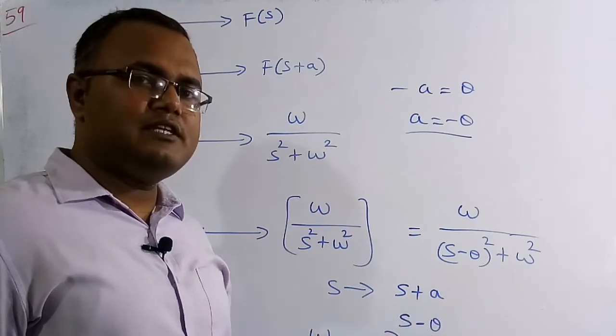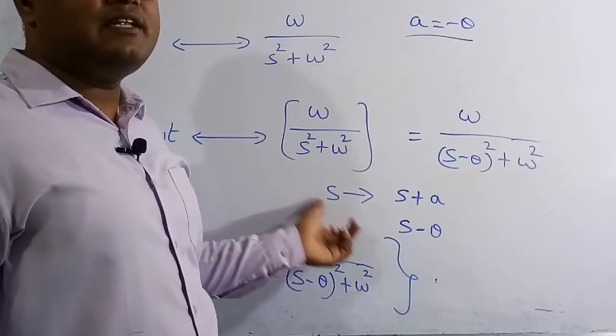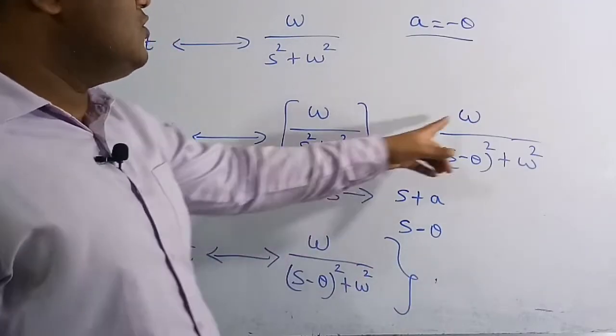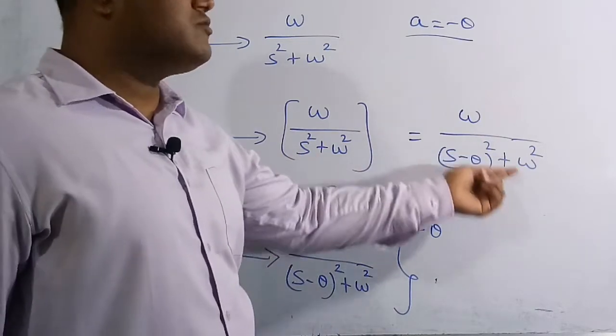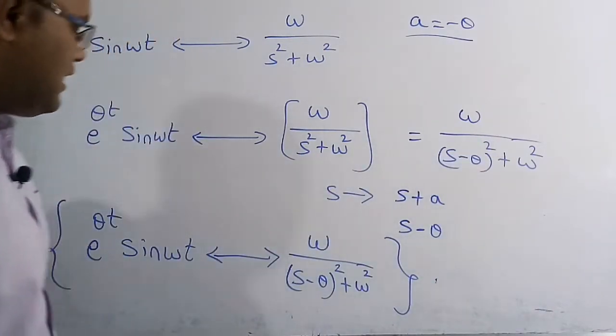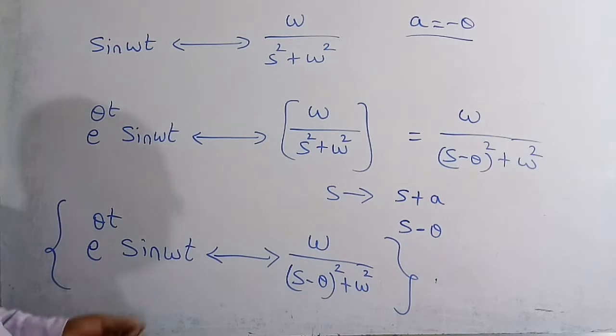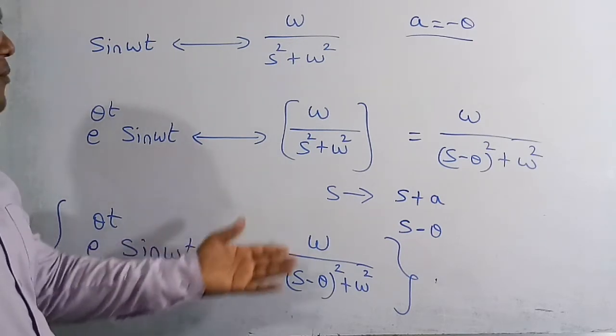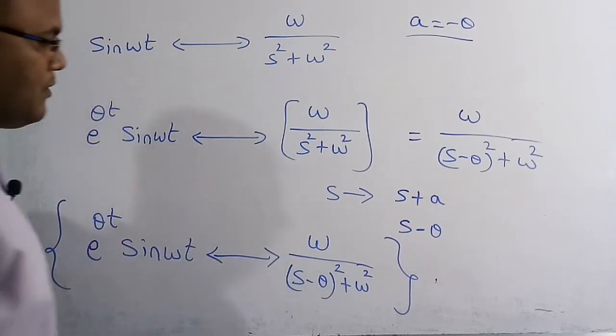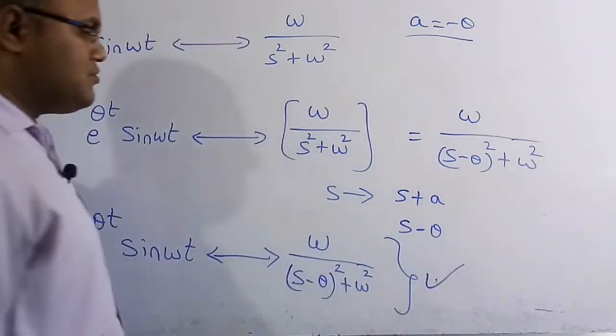So s plus a means s minus theta. So wherever s is there, just replace it by s minus theta. So omega by s minus theta whole square plus omega square. Therefore the Laplace transform of e to the power of theta t into sine omega t is omega by s minus theta whole square plus omega square. So this is the correct solution of this question.